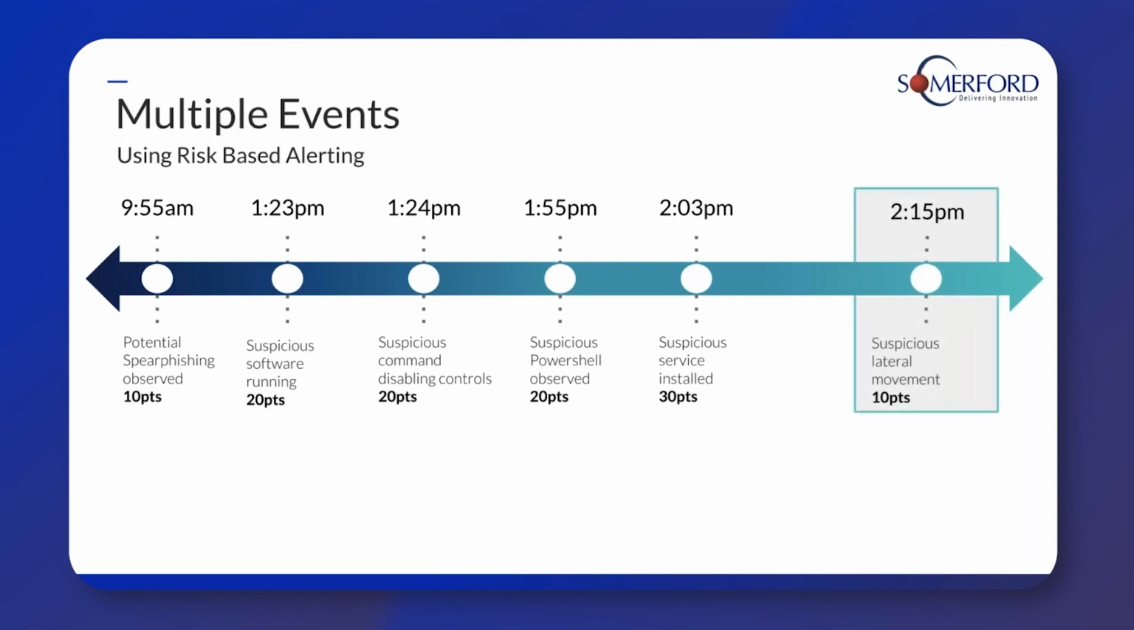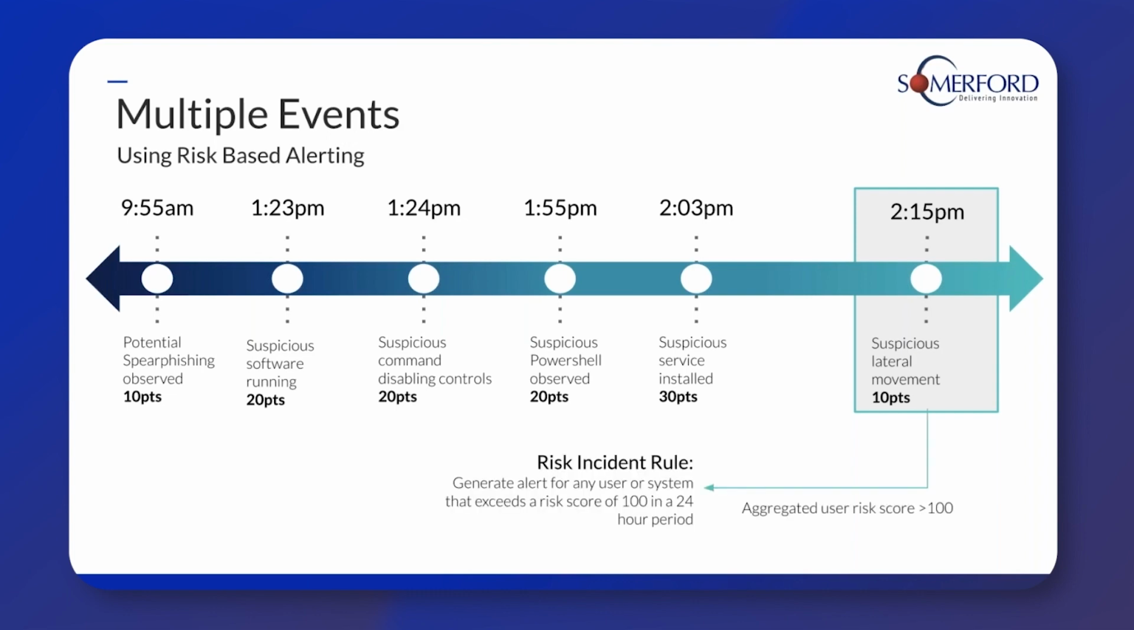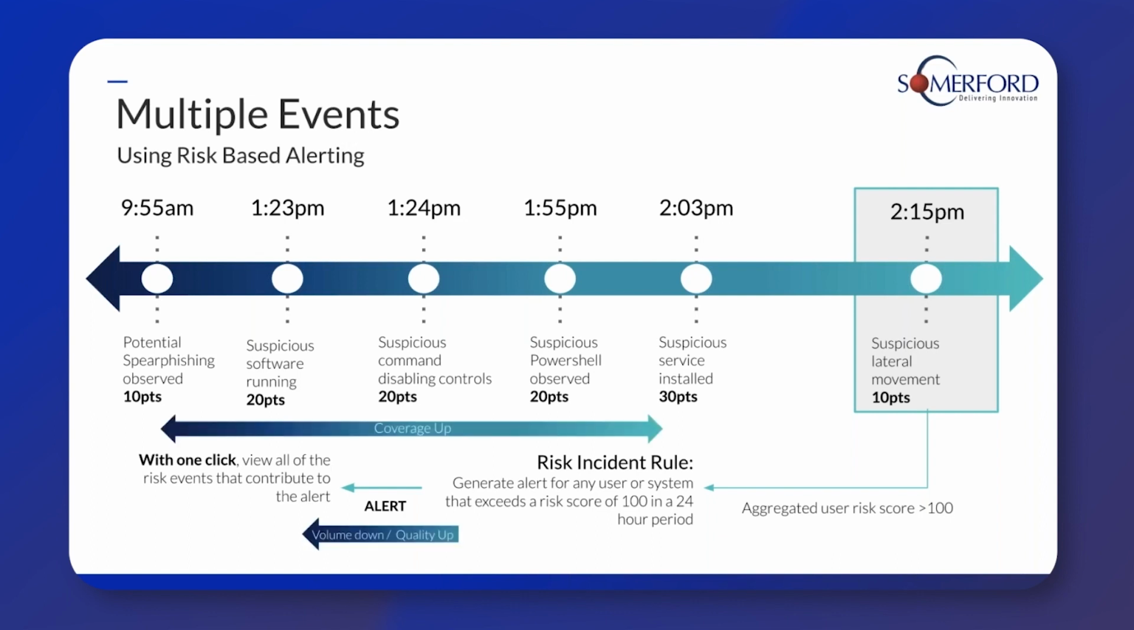And then at 2:15 p.m., we see suspicious lateral movement. Okay, so over time, we've now accumulated enough to say, right, I want to alert on this. I want my analysts to spend their time, because their time is precious, investigating what's going on here. Okay, so now because we're over 100 points, what we do is we have a risk incident rule. So anything that's over 100 points in a 24-hour period, as in this one, then we send an alert. And that's just straight to the analyst for investigation. What this really means is two things, right? First, we have far more coverage, right?